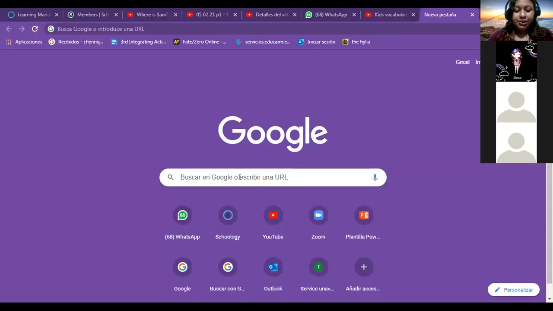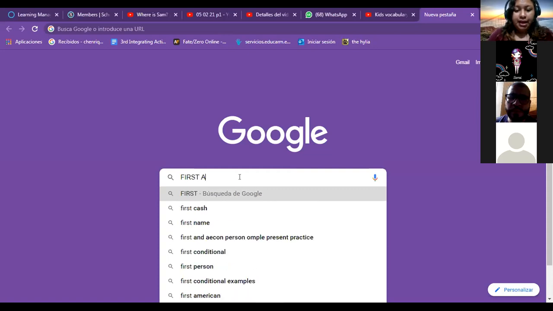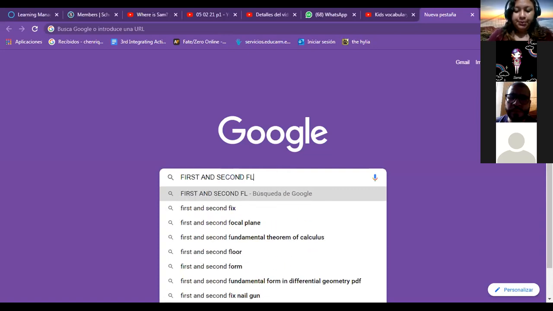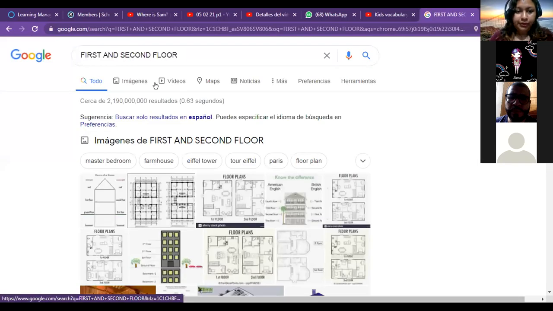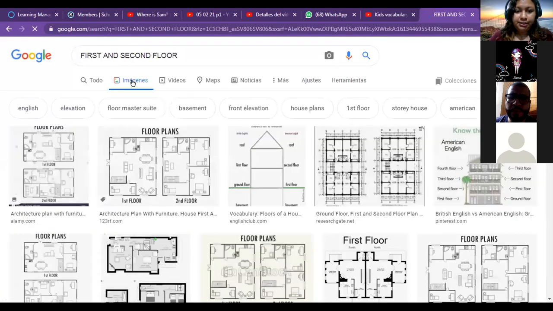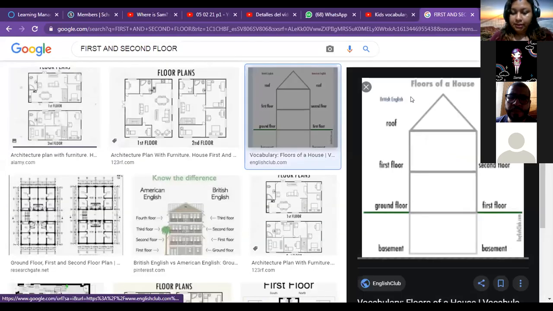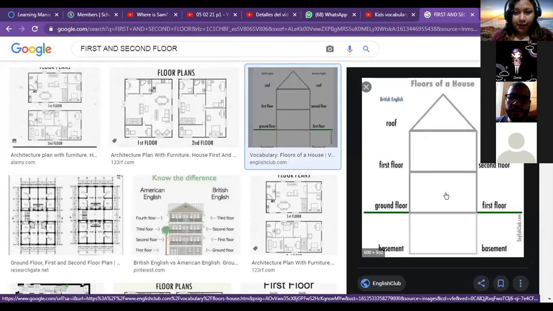Now, let's take a look at some of the vocabulary in the reading. Now, here we go. Okay, look. So I'm going to say first and second floor. Okay. First and second floor images. Okay. Now, look. Okay, first floor here. Second floor here. You see? First floor, second floor.